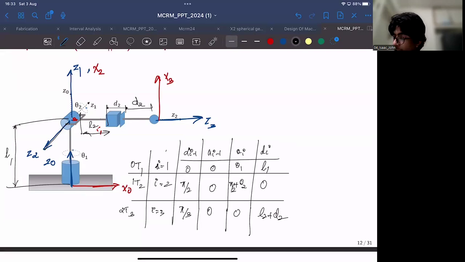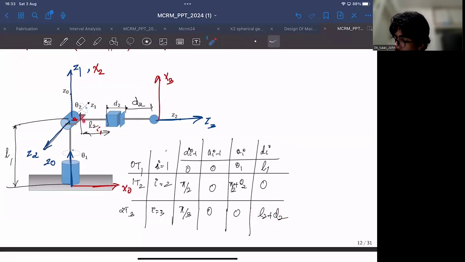It's possible because when D2 is 0, the distance between the frames 2 and 3 would be just L2. Right? For example, if D2 is 0, the distance between x2 and x3 would be simply L2. Or if L2 is non-zero, it will be simply L2 plus D2, however you want. It's not a big deal actually.